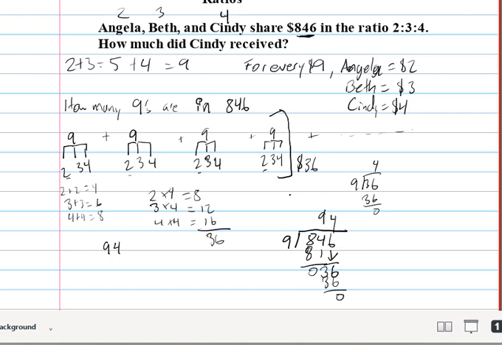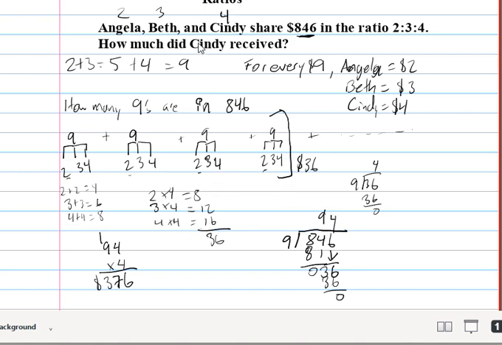So Cindy gets $4 in each of those groups of 9. I have 94 groups of 9s, and there's $4 in each of those 94 groups of 9s. All right. So 4 times 4, 16. 4 times 9, 36, 37. So Cindy receives $376.